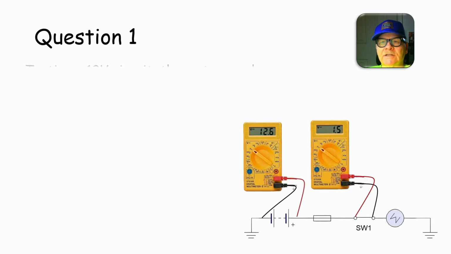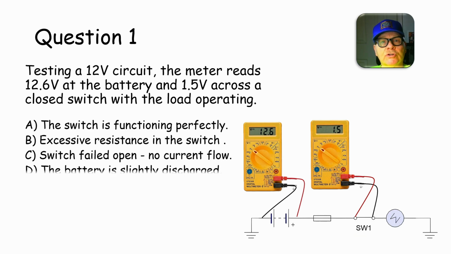So, question 1. Testing a 12-volt circuit. The meter reads 12.6 volts at the battery and 1.5 volts across a closed switch with the load operating. Does that mean the switch is functioning perfectly, or that there is excessive resistance in the switch, or the switch failed open with no current flow, or the battery is slightly discharged?